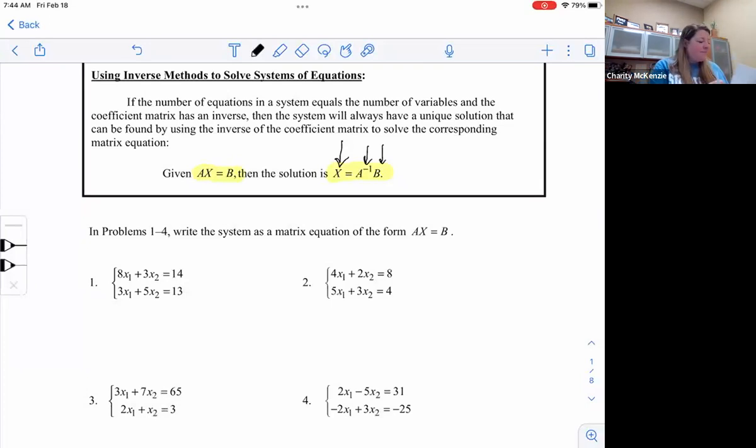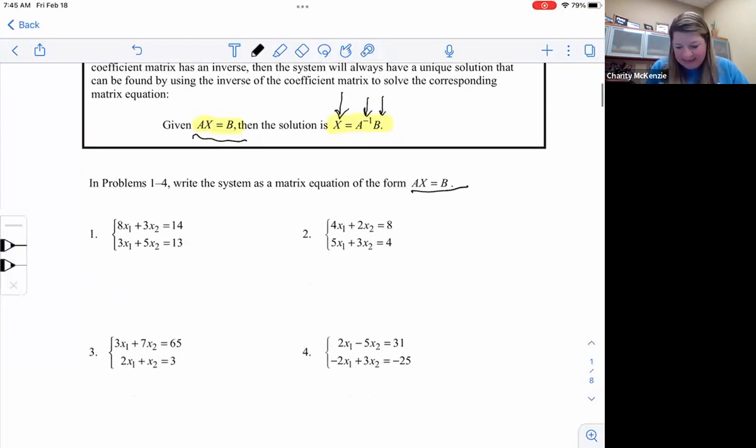So these first couple, it says, let's write it in this form right here, AX equals B. Let's do that. But I also want to maybe take problem 2 and show you how to get an inverse on the calculator, or maybe we'll wait. Well, I am going to show you a quicker way to get that inverse.